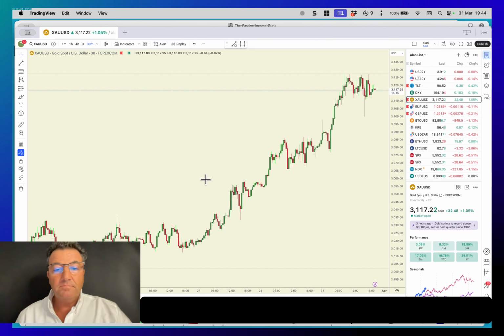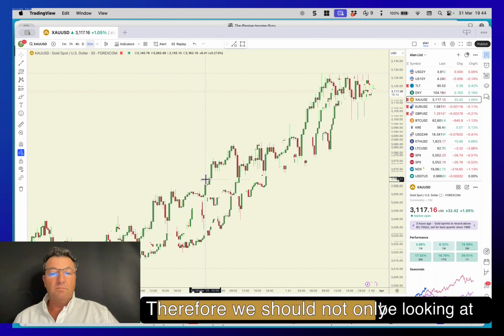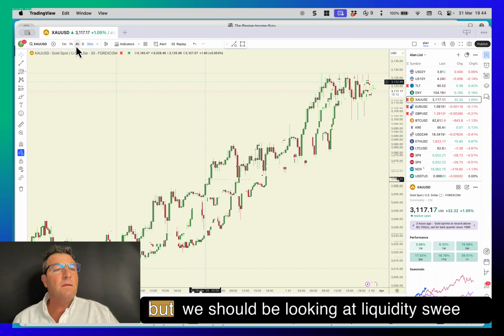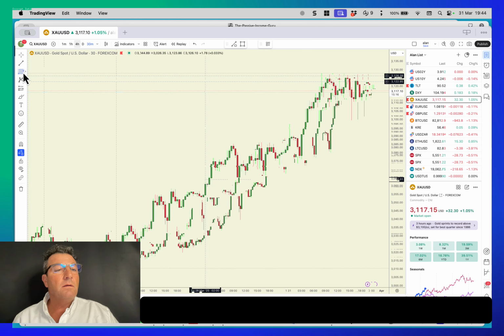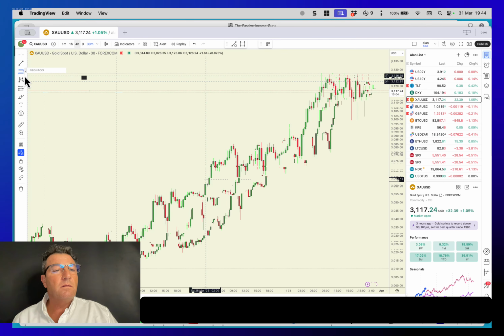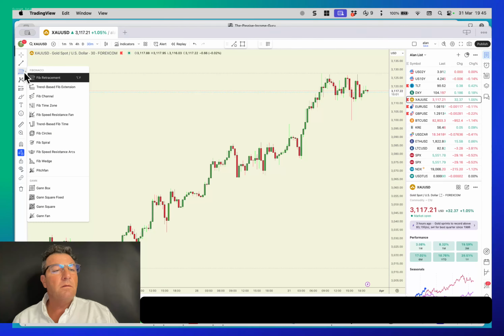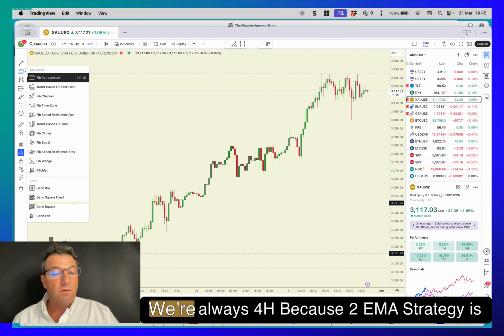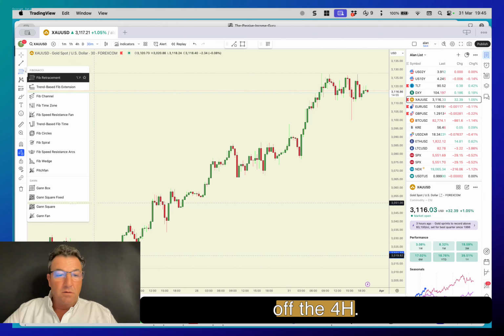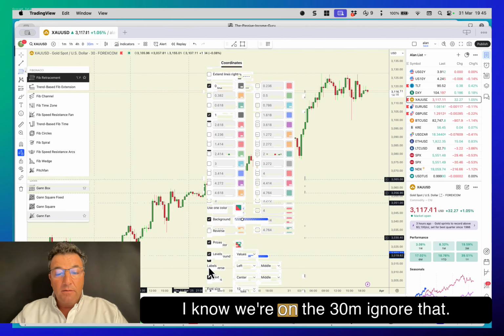And create a new order block. That's my thing. Therefore, we should not only be looking at order blocks, but we should be looking at liquidity sweeps. Correct. The other question is, what time frame are you looking at? Always 4 hours, because we always work off the 4 hour. The 2 EMA strategy is off the 4 hour. So I know we're in a 30 minute.